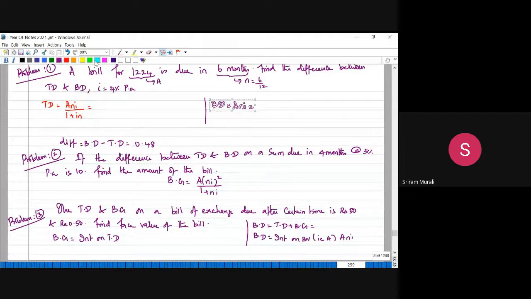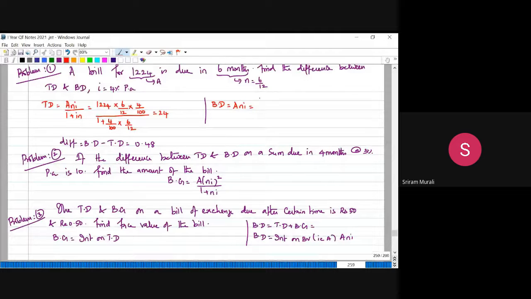Banker's discount is equal to A into N into I. True discount is 1224 into, it is given 6 months, so N will be 6 by 12, into 4%, that is 4 by 100, divided by 1 plus 4 by 100 into 6 by 12. This is equal to 24.